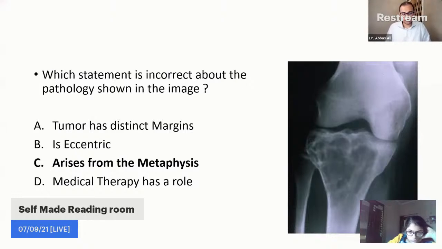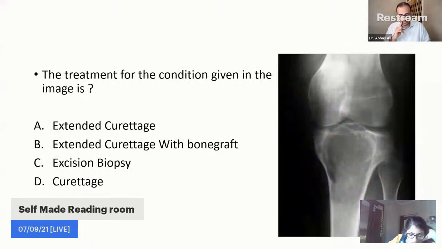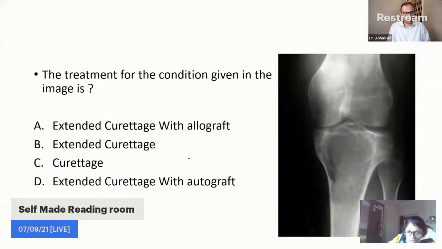Can it metastasize? Yes. In less than 5% of the people, it can metastasize. So these are the unique characteristics of giant cell tumor. Yes, it can. Less than 5% of the people, it will metastasize. Okay. What about this one? Muhammad Azharuddin, I'll answer that. So extended curettage with bone graft. That is the answer. Yes. What about this one?